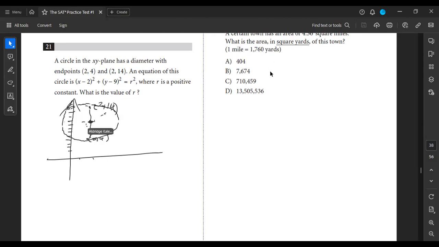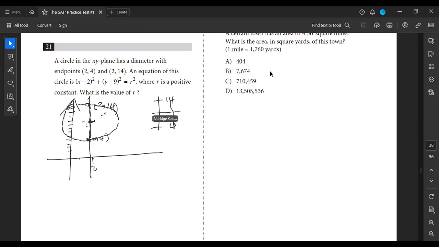So we notice that this is one line, x is equal to 2 here. The distance is changing, the shift is on the y-axis. Between 14 and 4, what's the change? It's 10. So what's half of 10? Half of 10 is 5.